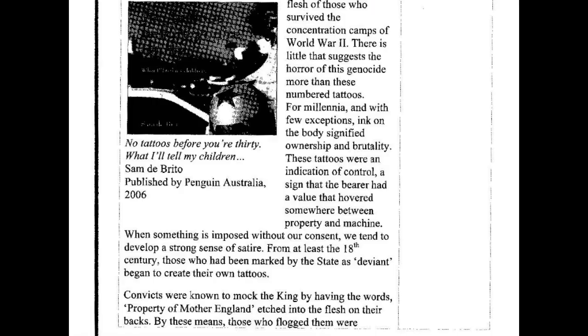Okay, in this part of the blog, for the third key argument, which we identified, which was readers should think twice before getting a tattoo just for trivial reasons, the visual here supports that argument. So we can mention there how now no tattoos before you're 30. What I'll tell my children is a sort of warning to position the audience to think twice.